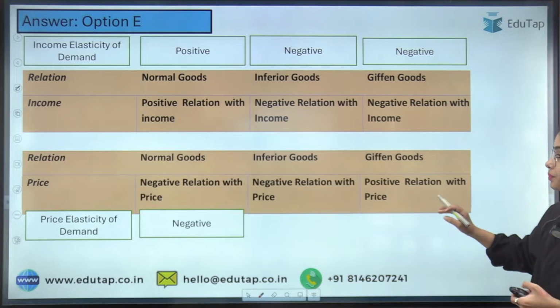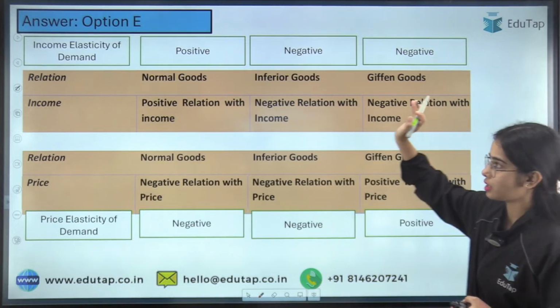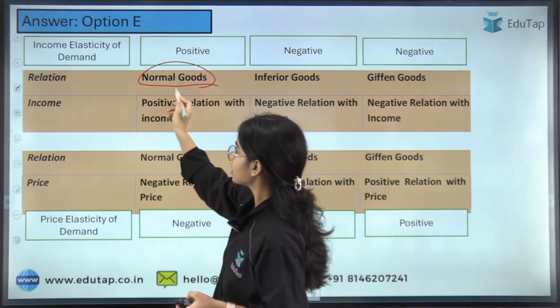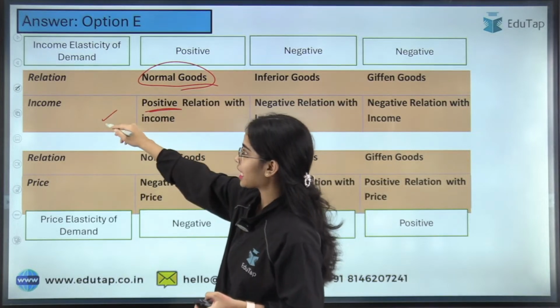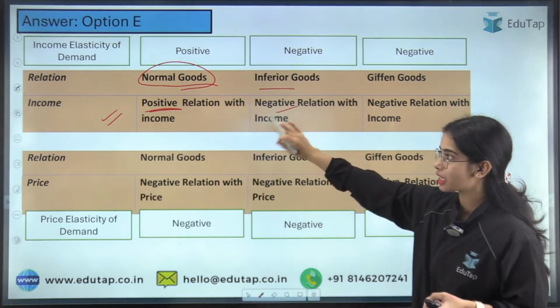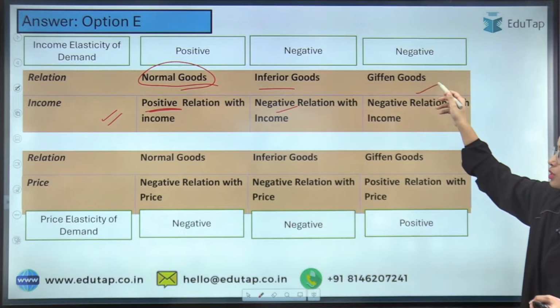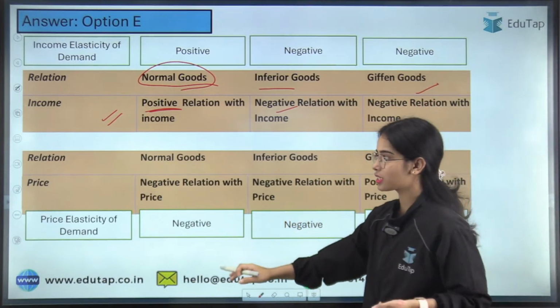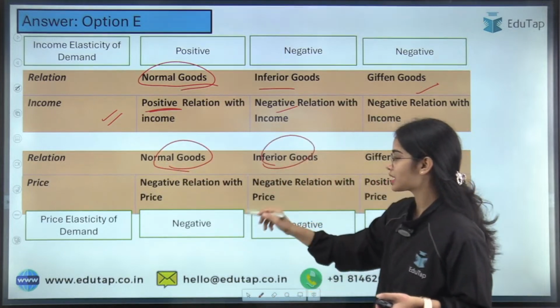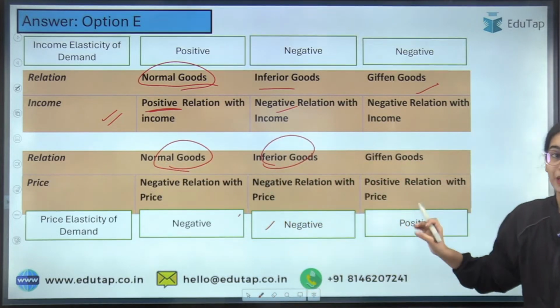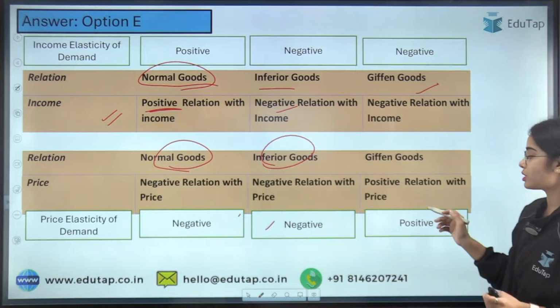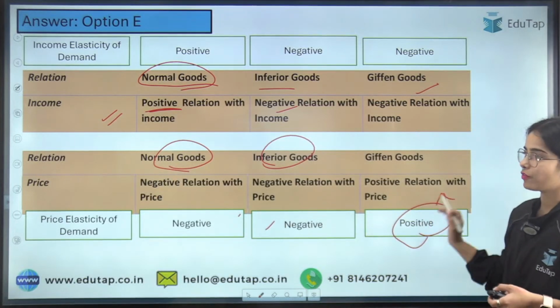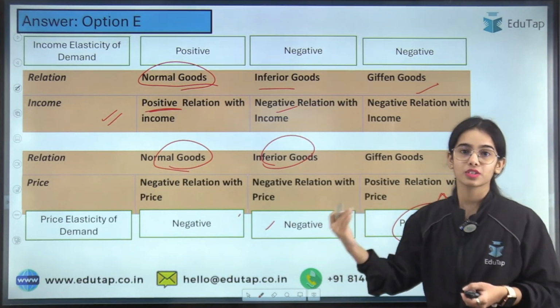So here you can see that for normal goods, there is positive income elasticity of demand, for the inferior goods negative income elasticity of demand, and for the Giffen goods also negative income elasticity of demand. While coming to the price elasticity of demand, normal goods and inferior goods have a negative relationship with price, but only and only Giffen goods have a positive relationship with price. Okay, so this is the idea.